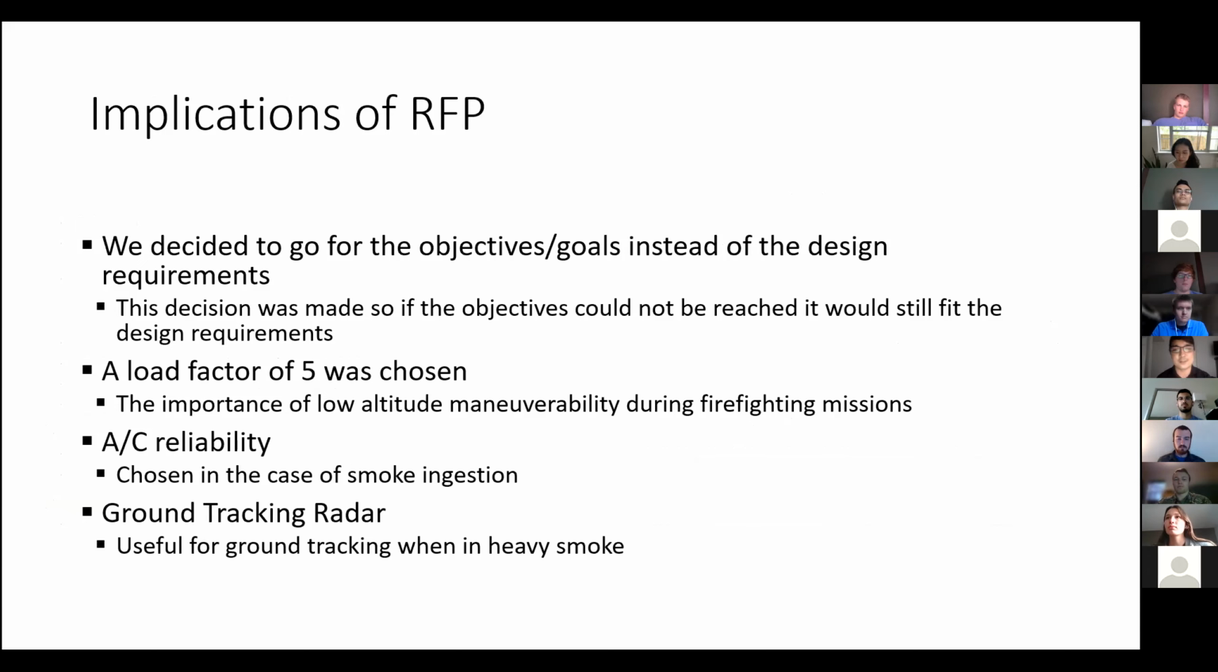Some of the implications for the request were that we decided to go for the objectives and goals instead of the design requirements, and this decision was made so that if the objectives could not be reached, we would still be able to fit the requirements. We chose a load factor of 5 because of the importance of low altitude maneuverability during firefighting missions. We wanted our aircraft to be reliable in case of smoke ingestion during firefighting missions, and we added a ground tracking radar, which would be useful in heavy smoke.